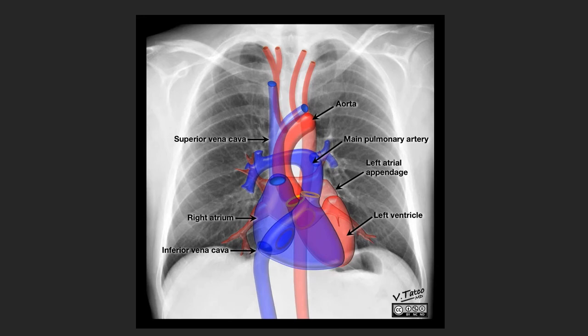This is a representation of everything on the previous slides that we just saw. So we can see that the right heart border is formed by the right atrium. We can see how the ascending aorta swings out laterally, forming that ascending contour. Then we have the aortic knob, main pulmonary artery, left atrial appendage, and left ventricle.